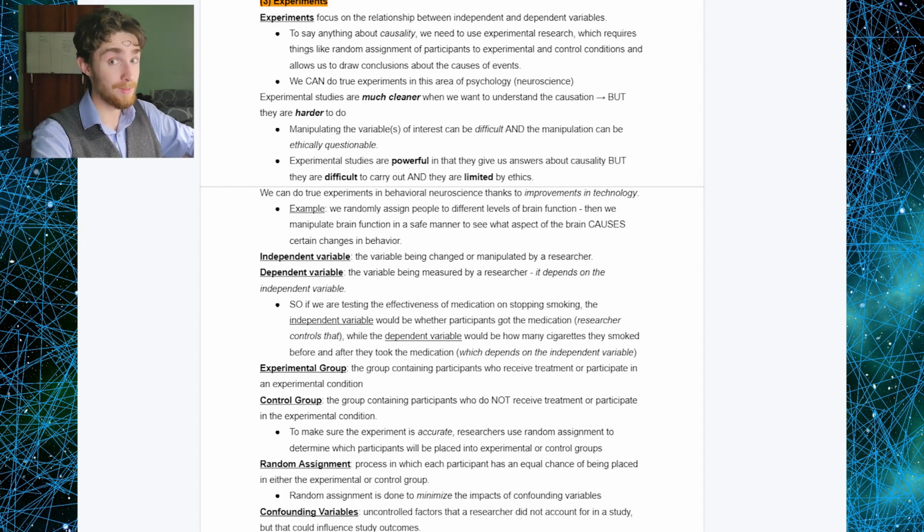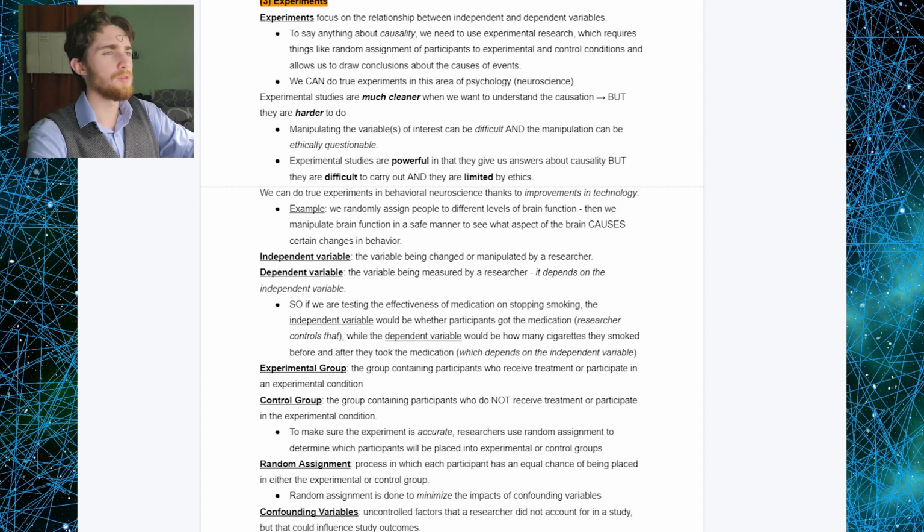That is an experiment. The independent variable is the variable being changed or manipulated by a researcher, whereas the dependent variable is the variable being measured by a researcher. The dependent variable depends on the manipulation. It depends on the independent variable. So again, remember, we manipulate the independent variable, all right, and we measure the dependent variable.